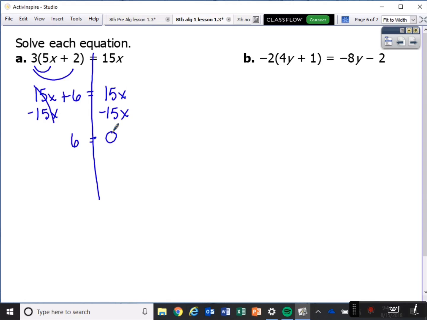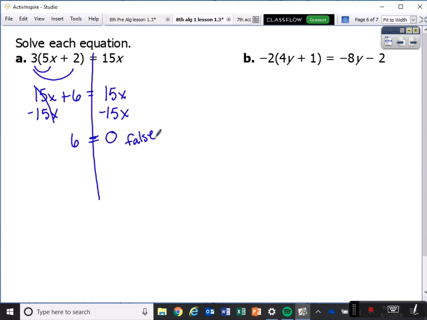The x is gone. What in the world are we going to do now? There's no x. That contradicts itself. It kind of does, yes. The x disappeared. X went bye-bye. When this happens, you now have to look at what's left. 6 equals 0. Does 6 equal 0? No. That is a false statement.